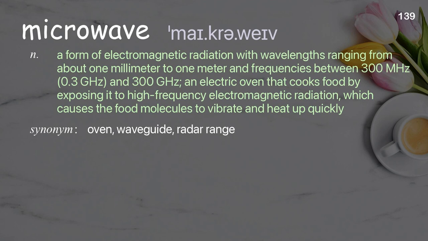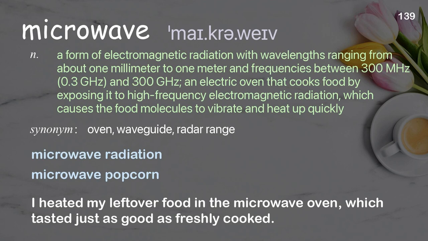Microwave: a form of electromagnetic radiation with wavelengths ranging from about 1 millimeter to 1 meter and frequencies between 300 megahertz, 0.3 gigahertz, and 300 gigahertz; an electric oven that cooks food by exposing it to high-frequency electromagnetic radiation, which causes the food molecules to vibrate and heat up quickly. Examples: microwave radiation, microwave popcorn. I heated my leftover food in the microwave oven, which tasted just as good as freshly cooked.